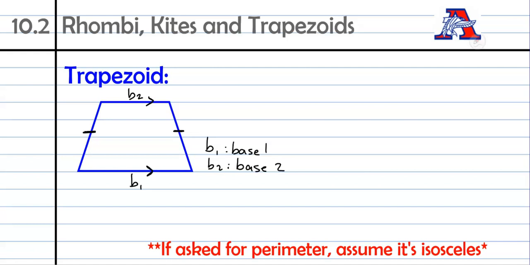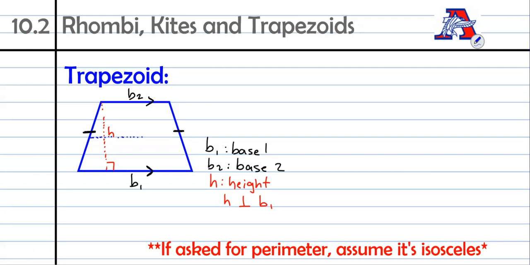And then we're going to need a height, and a height is going to be kind of similar to how it has been in a parallelogram, where we need to drop a line that's perpendicular to your bases. So H is our height. And then it's important that your height is perpendicular to your bases. Like so.